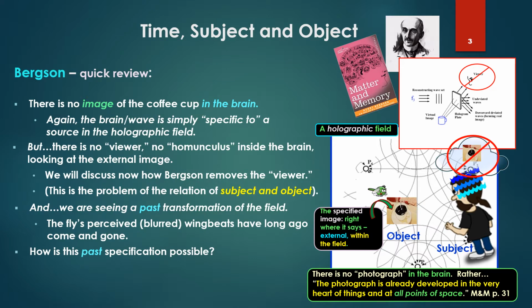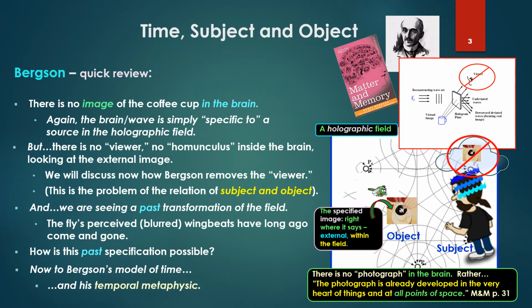And related to this, highly correlated, is the fact that we are seeing a past transformation of this holographic field. The fly is normally perceived as a blurred wing beat of long ago come and gone that we're looking at. So how is this past specification possible? This is all linked to the problem of subject and object. So now to Bergson's model of time and his temporal metaphysic.